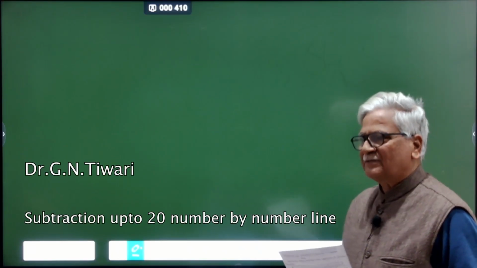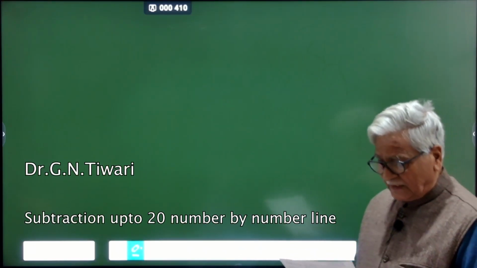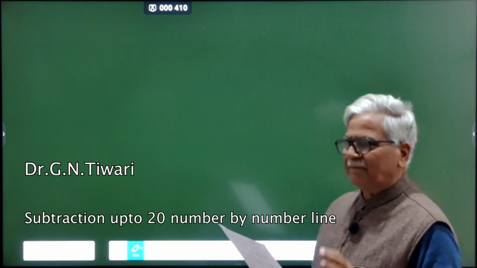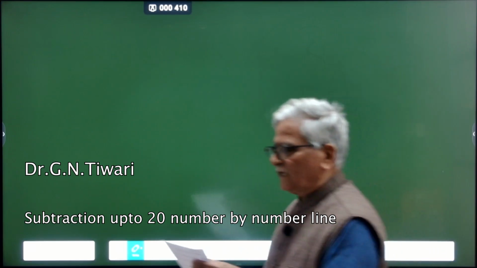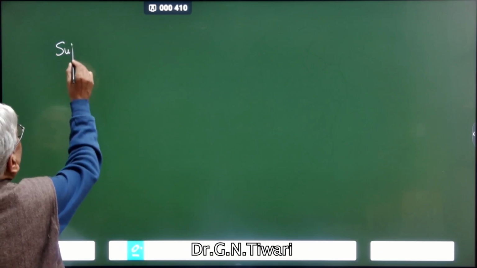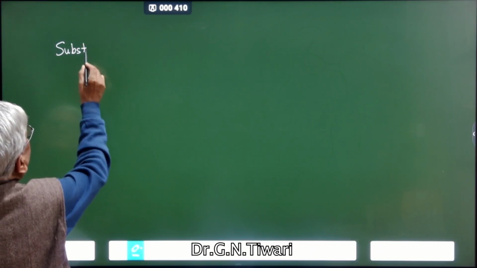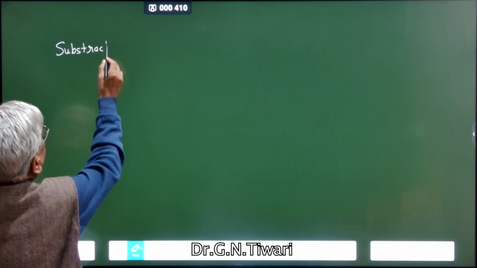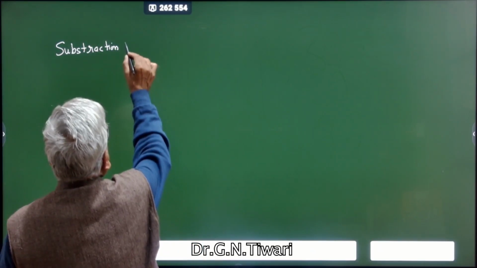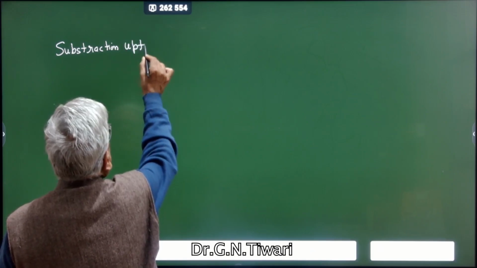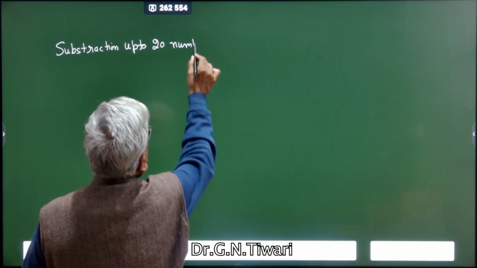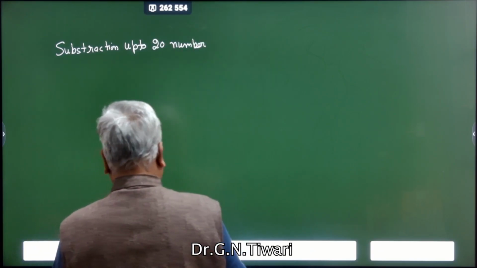Now I will discuss the subtraction by the number line. There are three methods, and I have given you three examples for that. So here the topic is subtraction up to 20 numbers by number line.